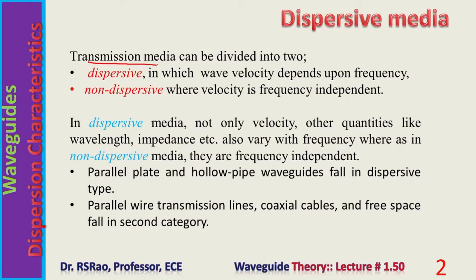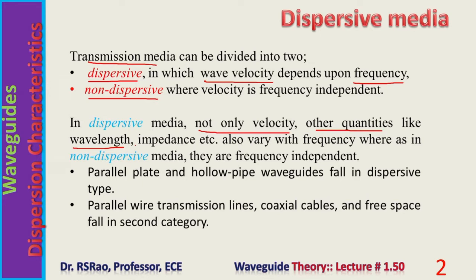Transmission media can be divided into two groups: dispersive and non-dispersive. In dispersive media, the velocity of the wave traveling through it depends upon frequency or wavelength. In the case of non-dispersive media, velocity is frequency independent or wavelength independent. In dispersive media, not only velocity, but other quantities like wavelength measured along the length of the guide and impedances like wave impedance and characteristic impedance also vary with frequency, whereas in non-dispersive media, wavelengths and impedances are frequency independent.